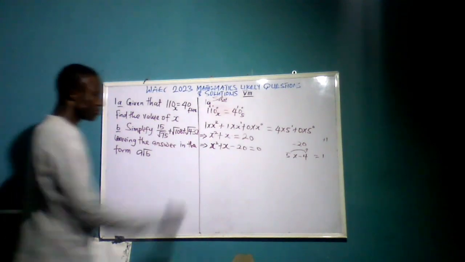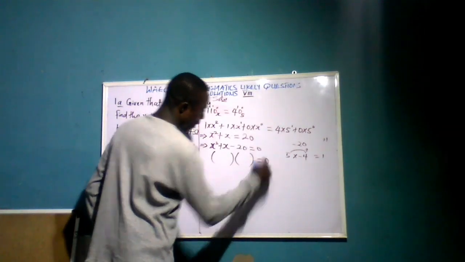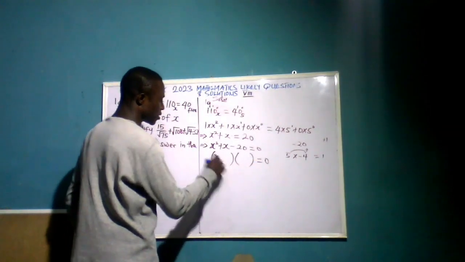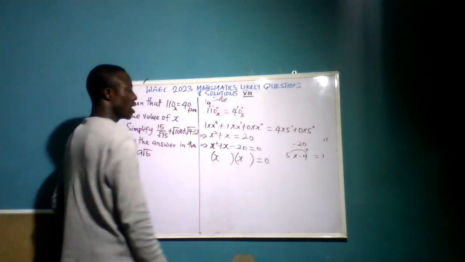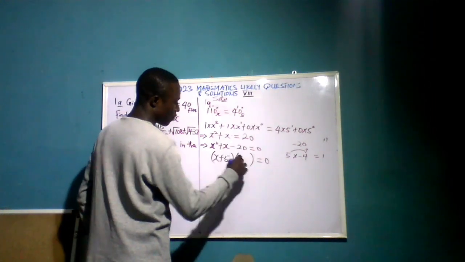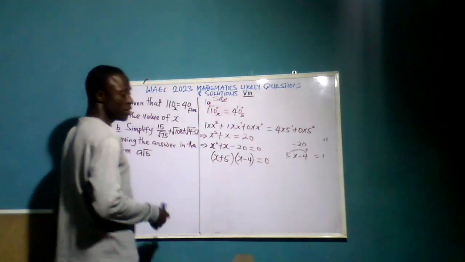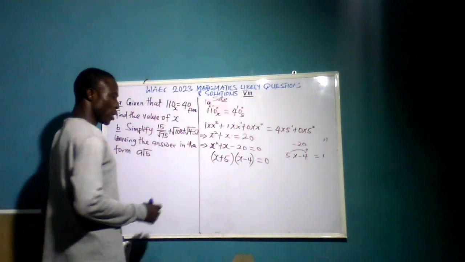Since you have realized 5 and minus 4, just put down your two sets of brackets. Share the variable, which is x, over the brackets, with the factors plus 5 and minus 4. You can put minus 4 here and plus 5 here. Whichever way you put it, you still get the right answer. Just make sure you know what you are doing.